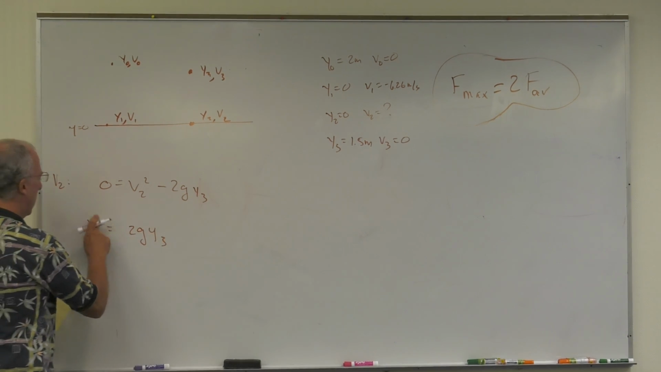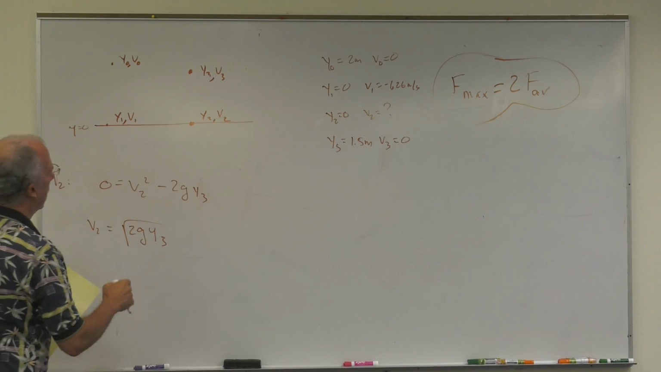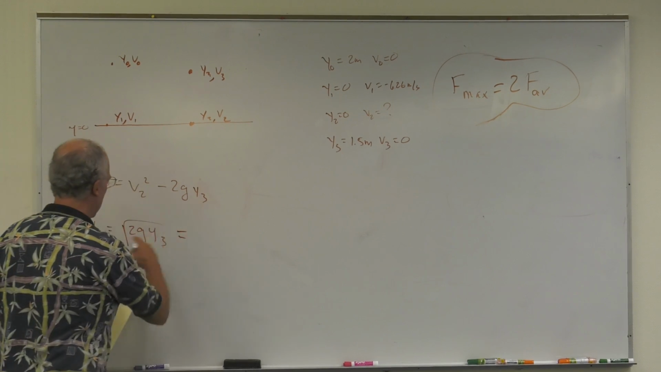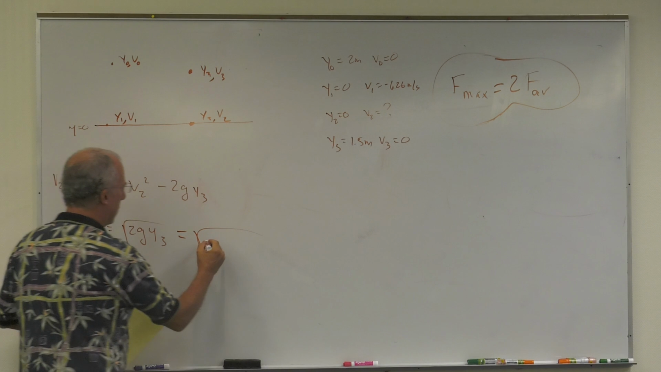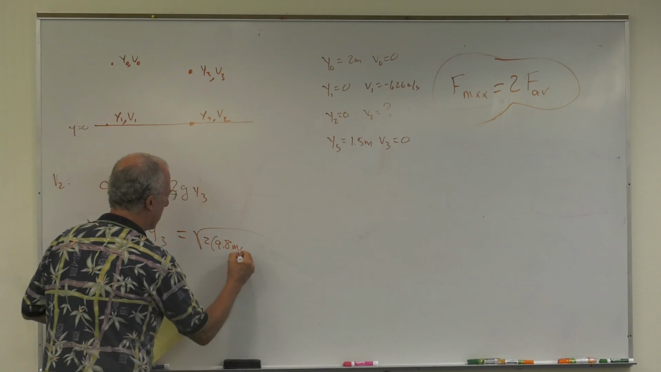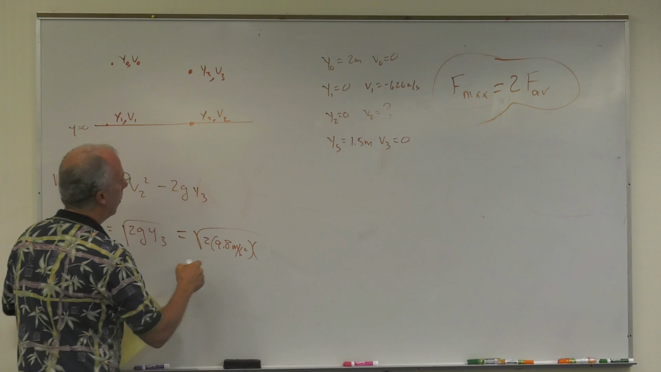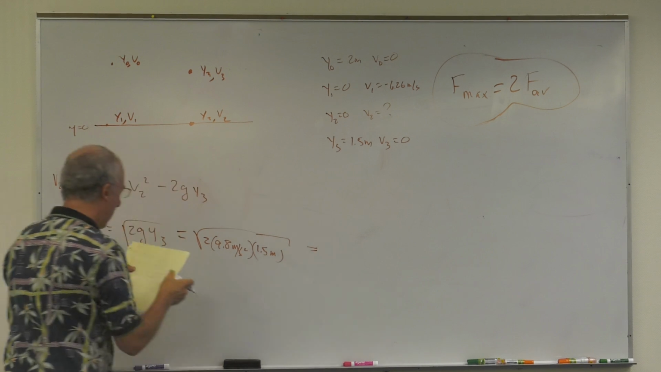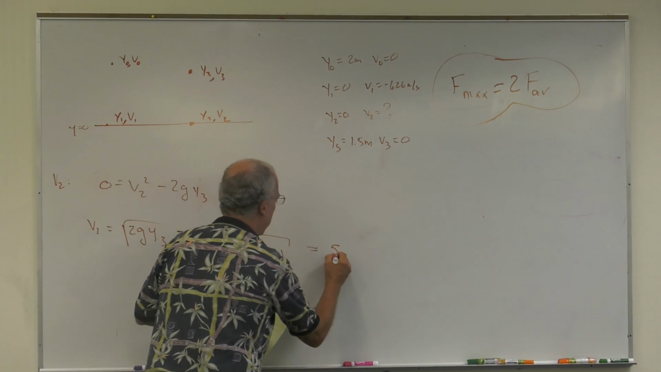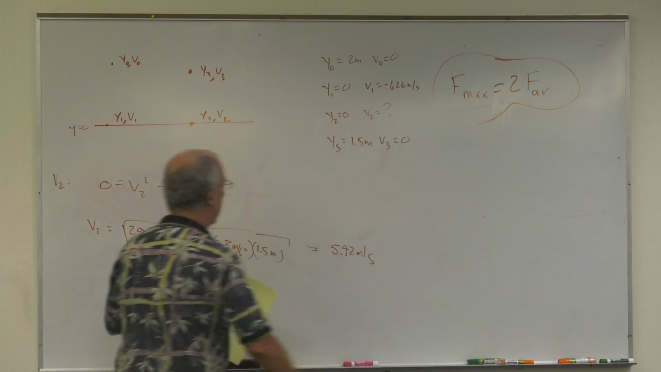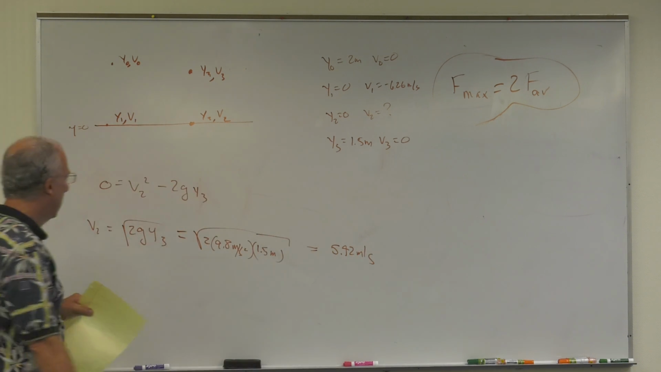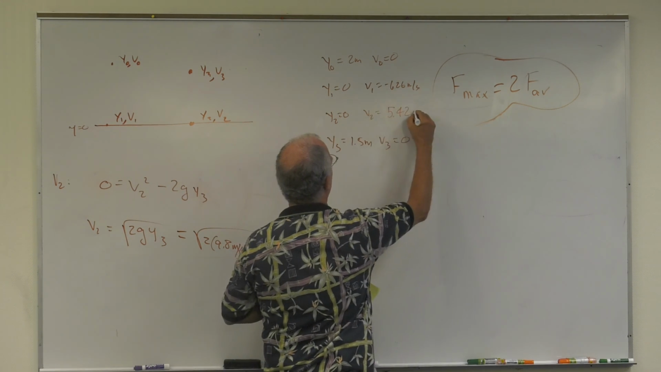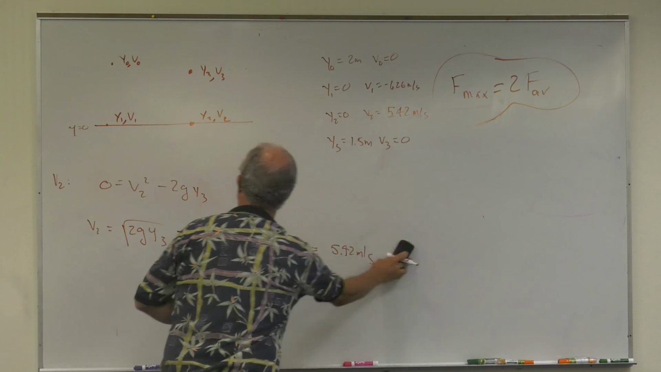Then take the square root. What's the sign of v2 after the collision? It's up. So this is perfect, plus sign. So 9.8 meters per second squared times y3, which is 1.5 meters. That comes out to be 5.42 meters per second. Again, just our good old kinematics. So v2 is 5.42 meters per second. Awesome.